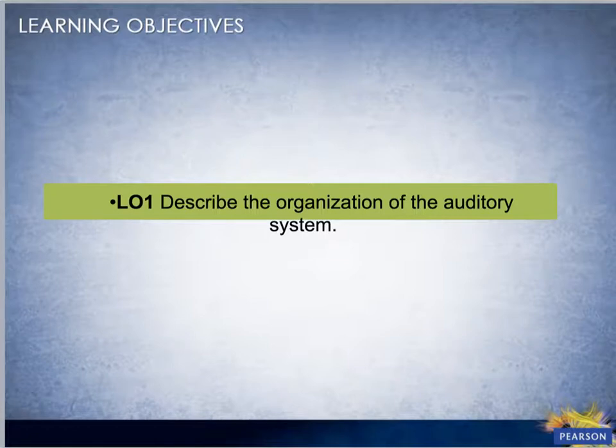In this module, we will look at the organization of the auditory system. We will start off by understanding sound and how that travels through the air. And then we'll look at the structure of the outer ear, making our way to the inner ear and eventually to the cerebral cortex. Please keep in mind the hierarchical organization discussed in the previous module.